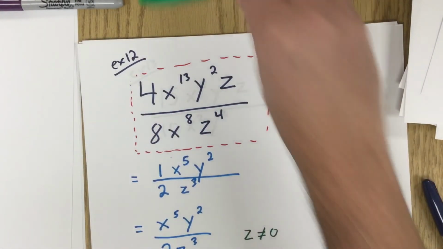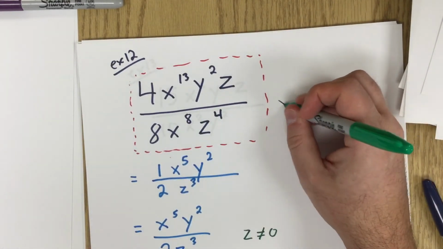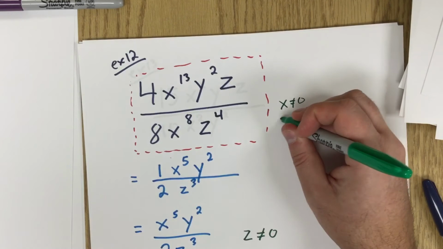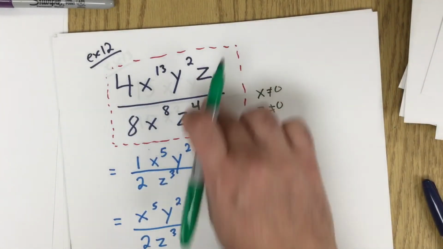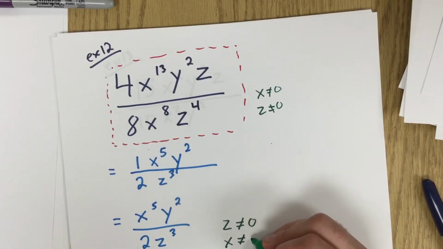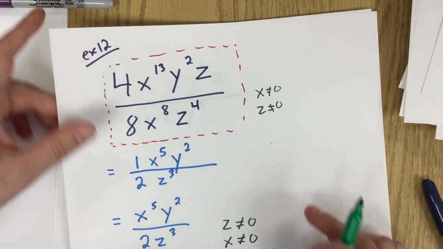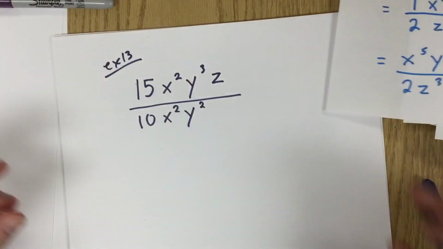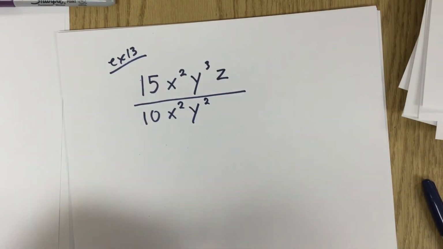So back on the first step, we saw that z cannot be 0, but also, in this case, x cannot be 0 and z cannot be 0. And so overall, this is equal to this, assuming that z is not equal to 0 and x is not equal to 0. Both restrictions are necessary. So that was a critical thing to overlook.